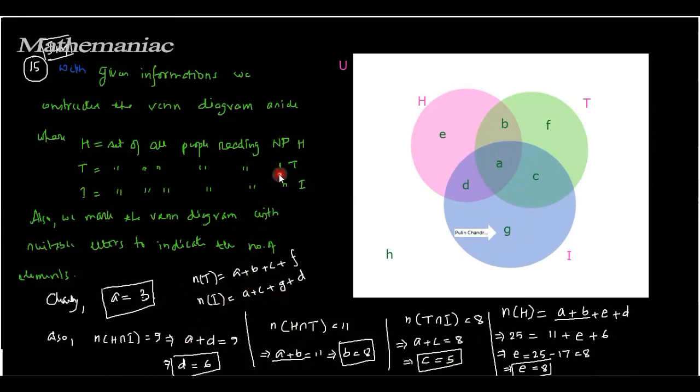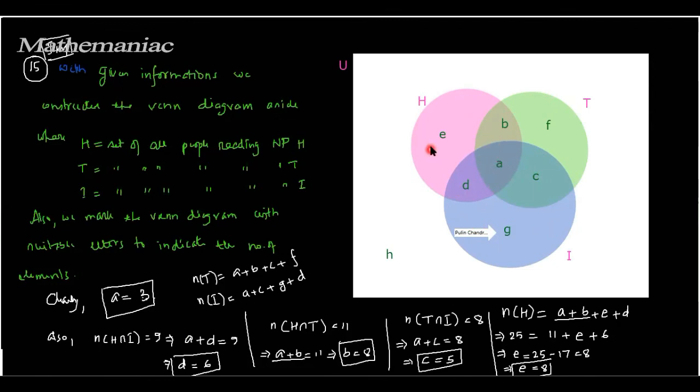Now you see, I can add more questions. Listen to me. Somebody might ask tomorrow how many persons read exactly two newspapers? Exactly two. Remember it, not three. So for exactly two, how many will be reading? B, they are reading exactly H and T. Then C, exactly reading T and I. D, exactly reading H and I. So these have to be added to get the number of persons reading exactly two newspapers.